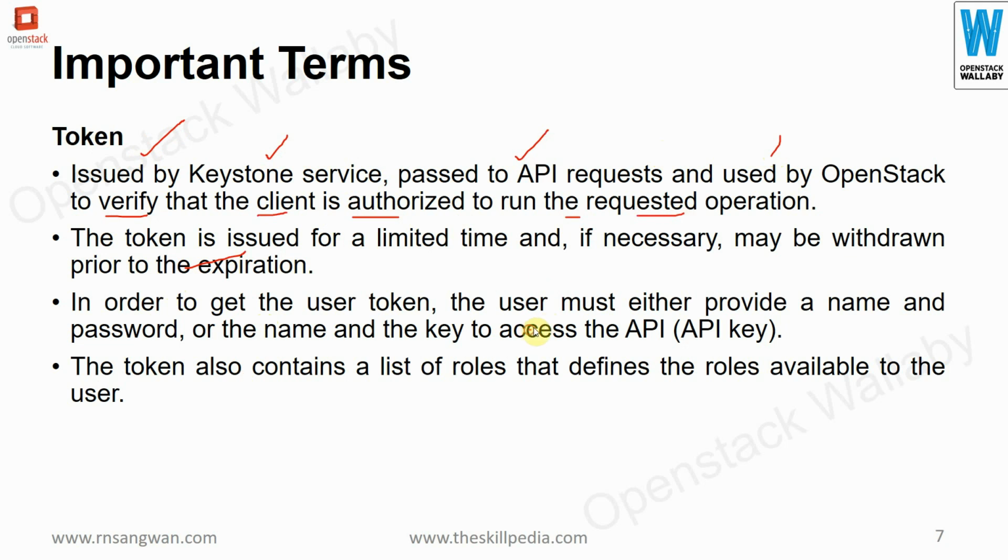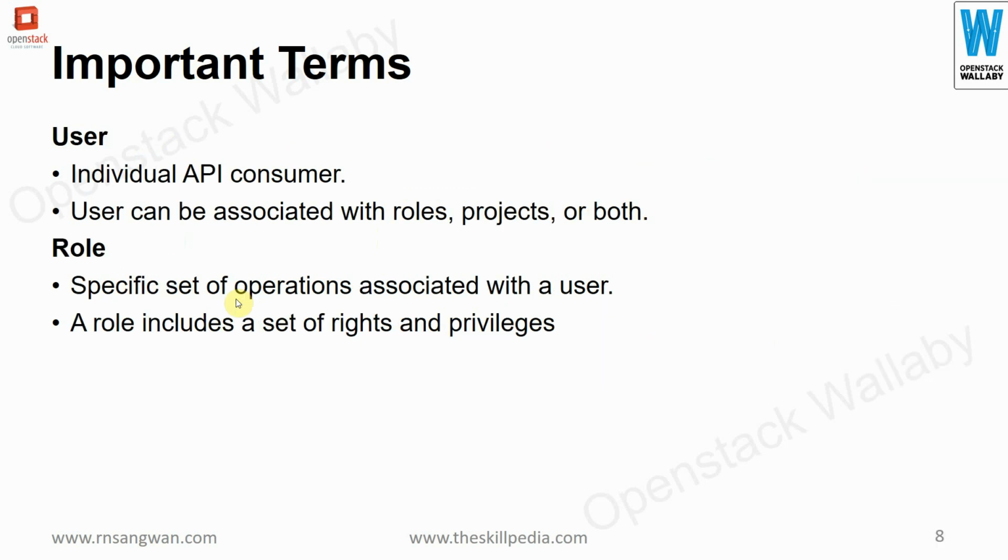In order to get the user token, the user must either provide a name and password or the name and the key to access the API, that is the API key. A token also contains a list of roles. That's what I was talking about. It is not just the user credential, username and password. It is much more than that. It has associated permissions. So it contains a list of roles that defines the roles available to the user.